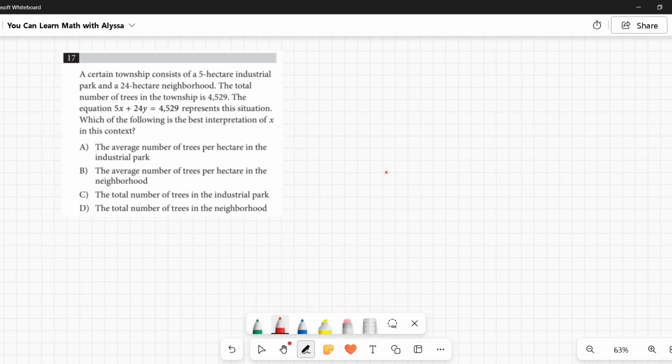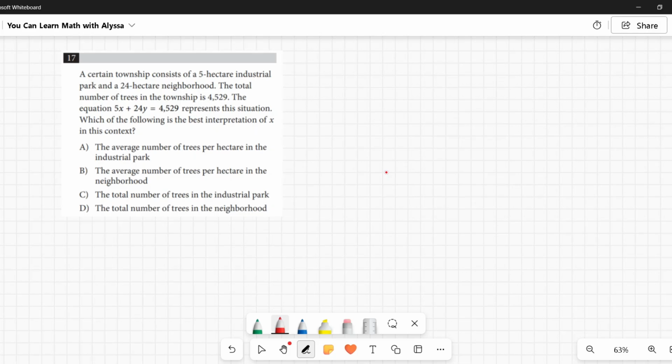Number 17. A certain township consists of a 5-hectare industrial park and a 24-hectare neighborhood. The total number of trees in the township is 4,529. The equation of 5x plus 24y equals 4,529 represents this situation. Which of the following is the best interpretation of x in this context?